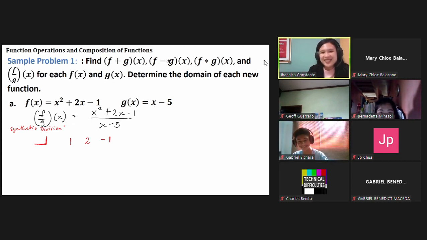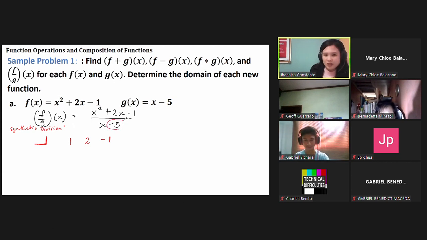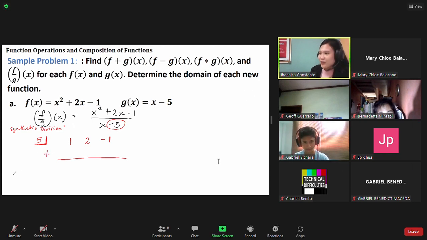Okay. And using the synthetic, we get the opposite sign of the constant number of our divisor. The divisor, we have the x minus 5. This is our divisor. Get the opposite of the constant number, which is negative 5. The opposite is positive 5. So that will be your divisor in using your synthetic division. So let's perform the operation using the synthetic division.